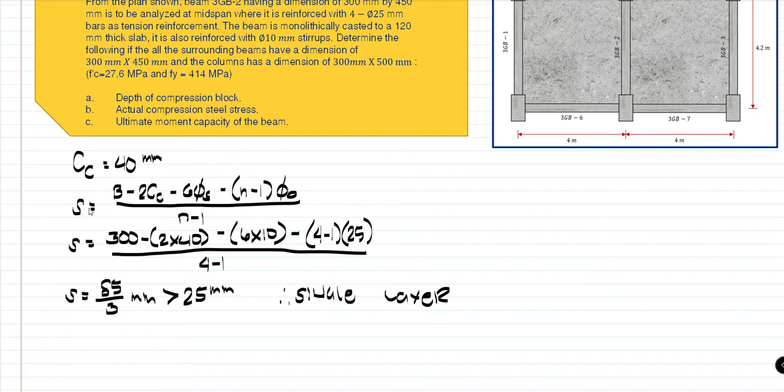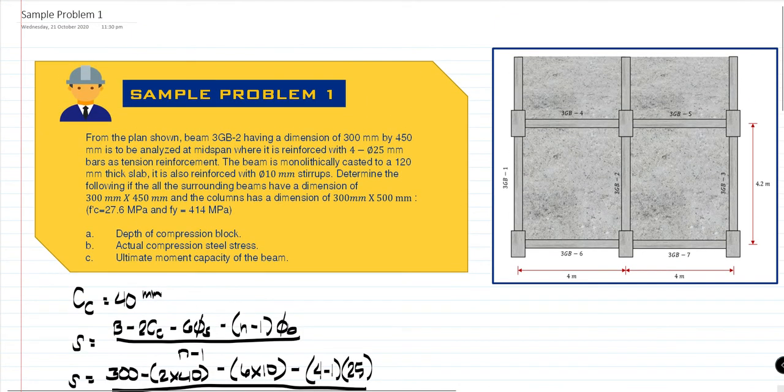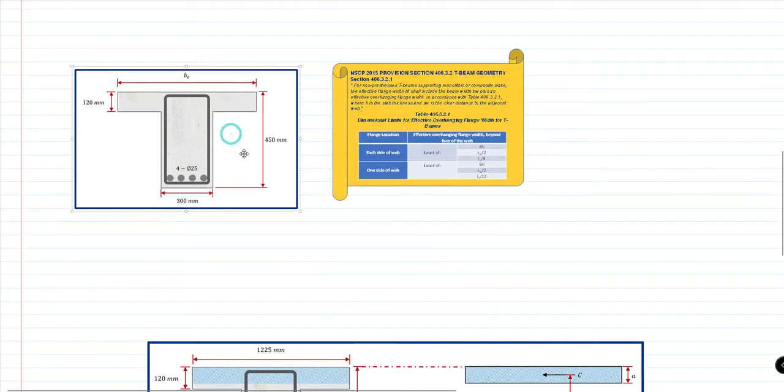And before we analyze, syempre, since this is a plan, so since this is monolithically casted dun sa slab natin, so yung beam natin will produce either an inverted L shape or a T-beam itself. So, since interior beam siya and it supports two slabs, so itong slab na to on the left and this slab on the right, so ibig sabihin we can have here a T-beam. So, kunin natin siya as a T-beam.